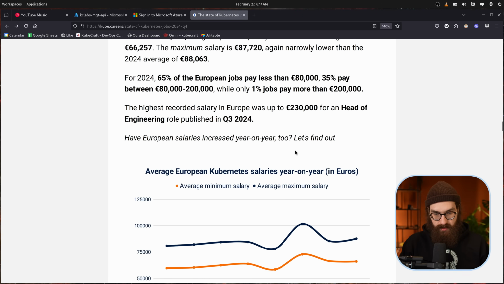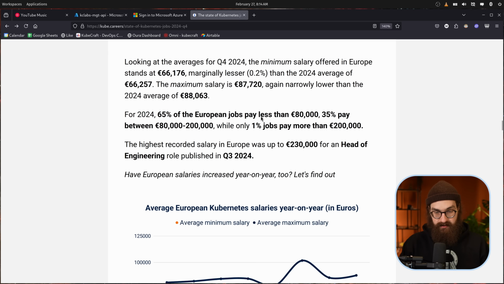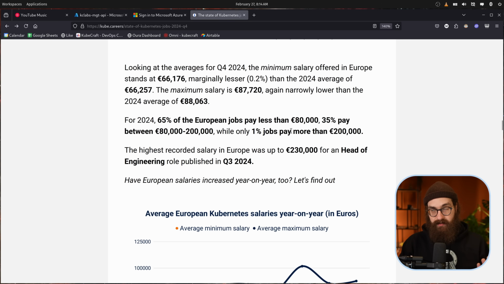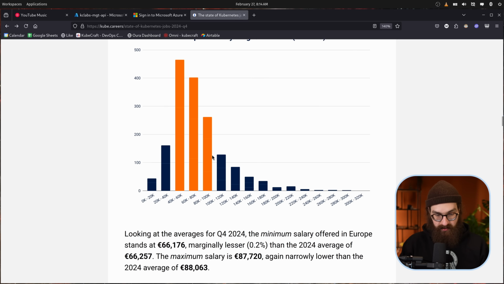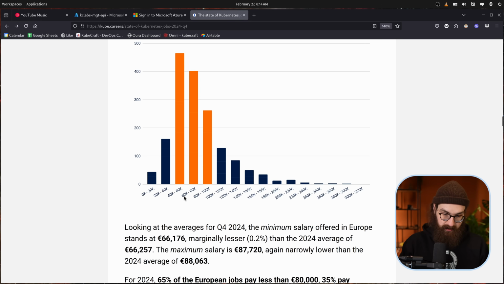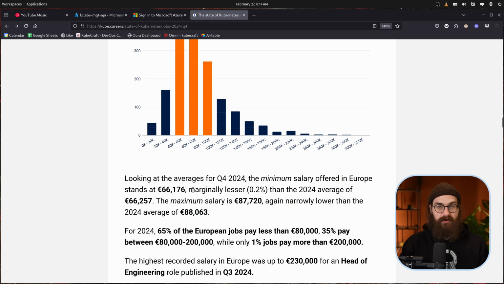Now, the highest recorded salary in Europe was up to 233,000 euros, which is very impressive, which is a head of engineering role published in the third quarter of 2024. So here you see that even in management and lead roles, Kubernetes is now playing a huge role. I can speak for myself that when I was working as a consultant, I was being paid about 70,000 euros a year, and I had a company car and some other benefits. So I think this is in line with what I have experienced myself.